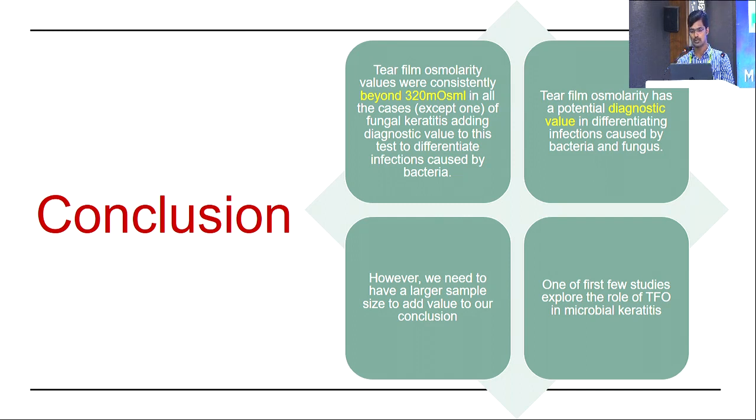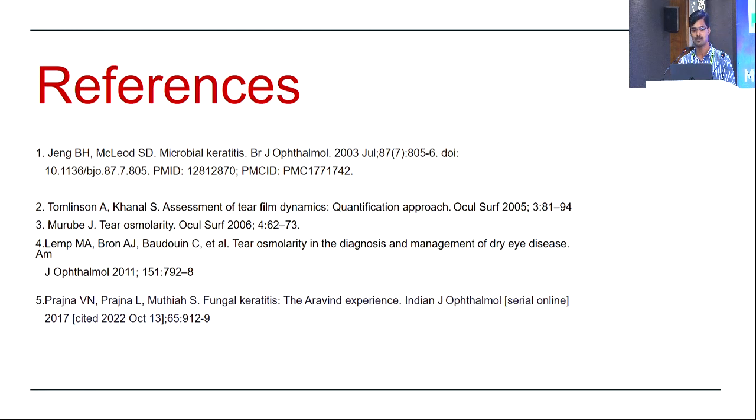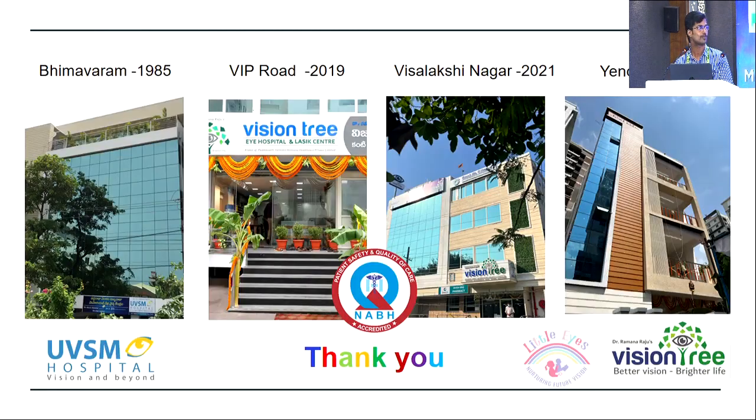The limitation is that we need a larger sample size to add value to our conclusion. But when compared to other studies, they did tear film osmolarity only in dry eye cases. This is one of the first few studies to explore the role of tear film osmolarity in microbial keratitis. The limitations of the study are that there is no control group because of high expense, and the sample size is small, only 42 cases. The strength of the study is that no other studies in the literature explore the relation of this diagnostic value in microbial keratitis. There is good potential for a point of care test for general ophthalmologists. These are my references. Thank you.